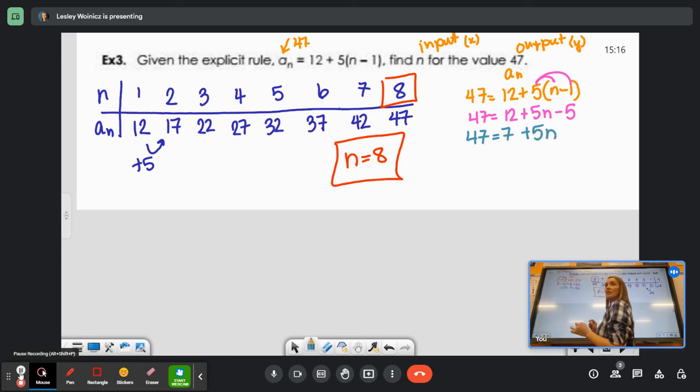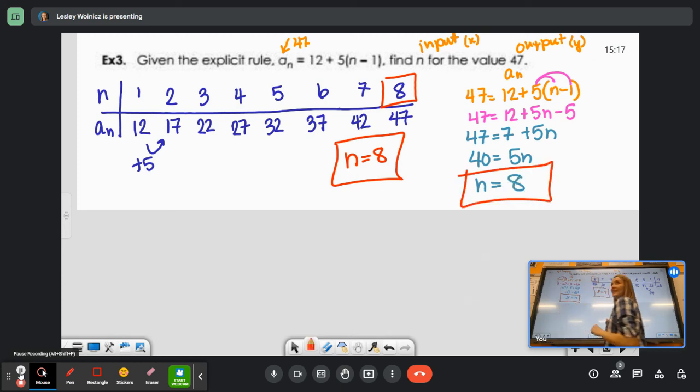Can you subtract 7 from both sides in your head? 40 equals 5n. Can you divide by 5 in your head? You get 8. Isn't that crazy? So we couldn't do that with a recursive rule, otherwise I would have showed it to you. I wasn't holding out on you.